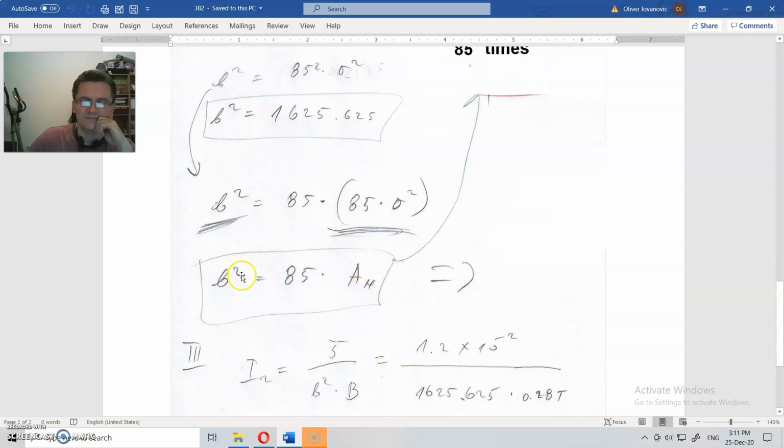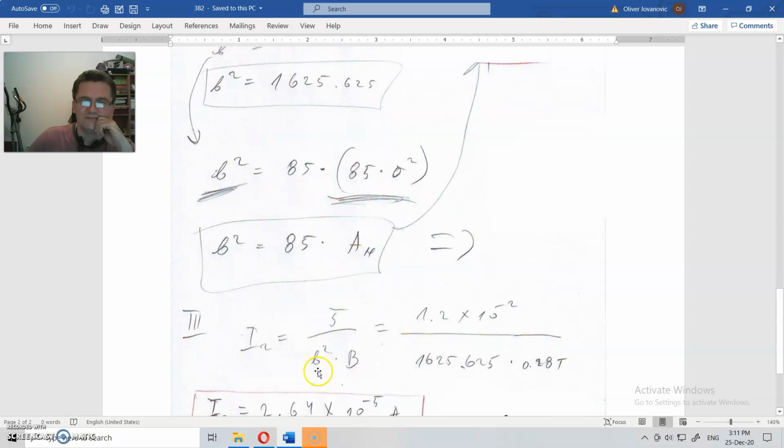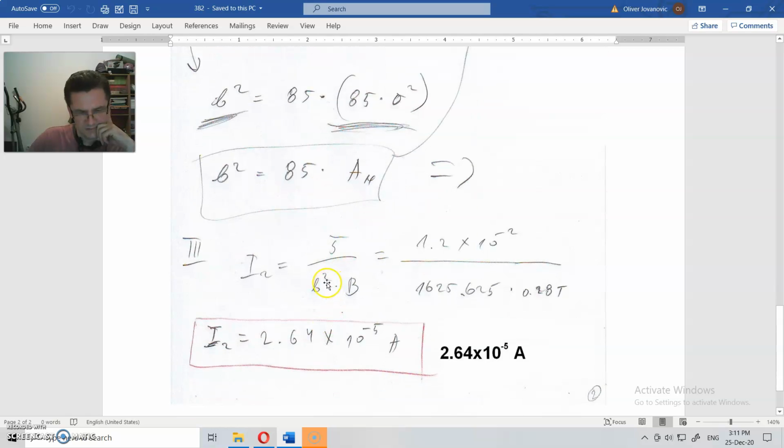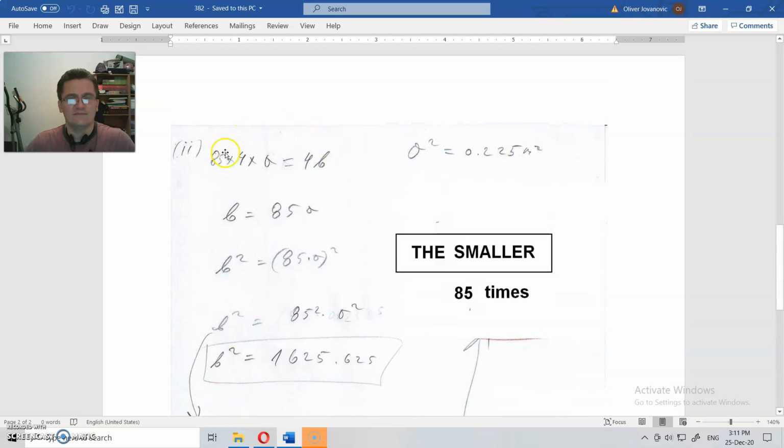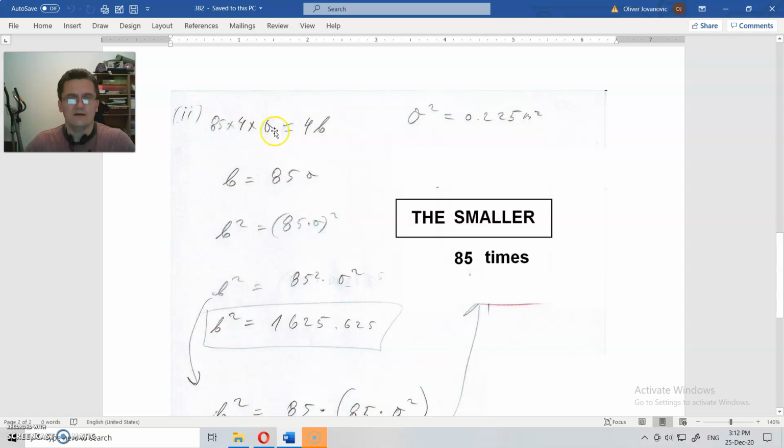Why? Because this B squared here is actually, as you can see, 85 times AN, and that is why. So I hope you understood what I'm trying to tell you. Now maybe only this is something that is making problems, so let me draw it here.